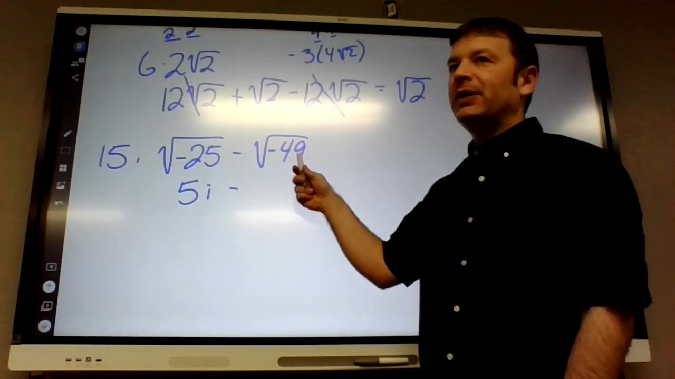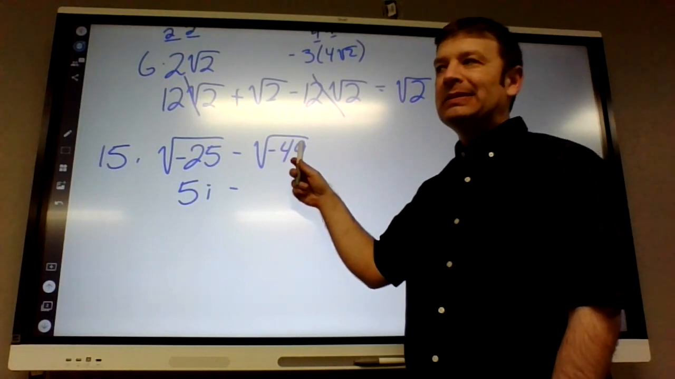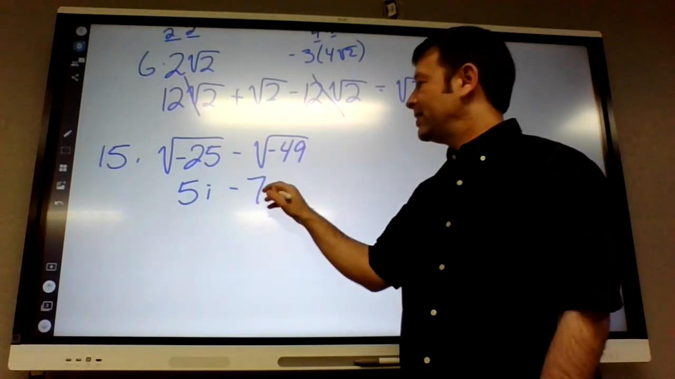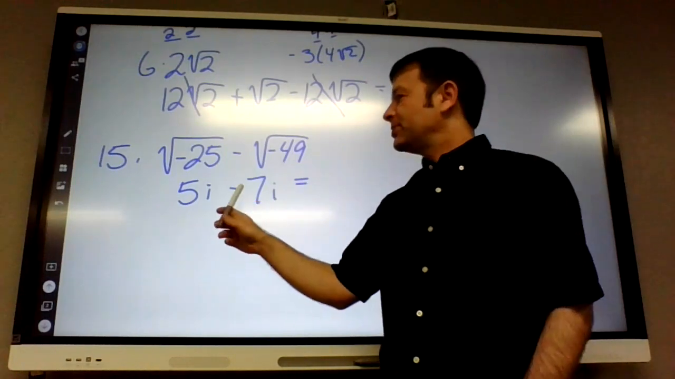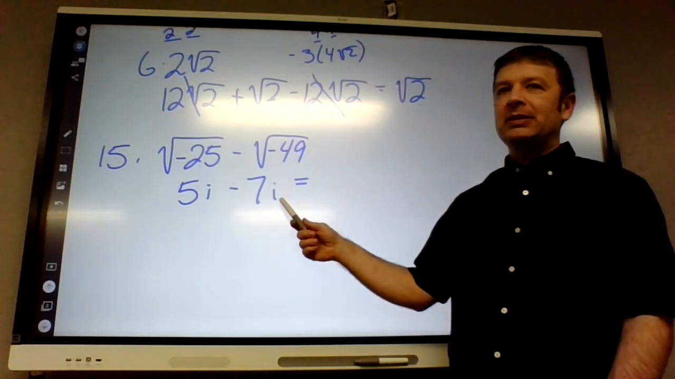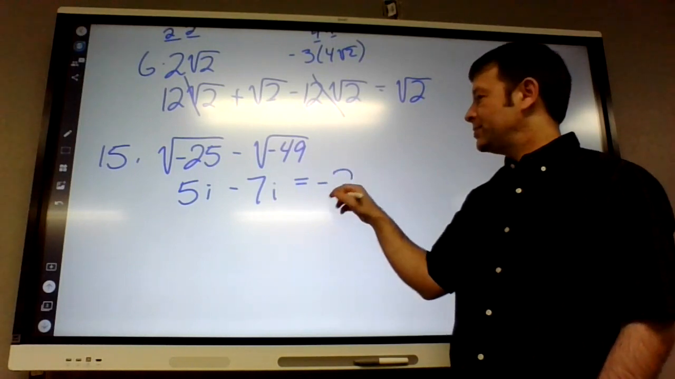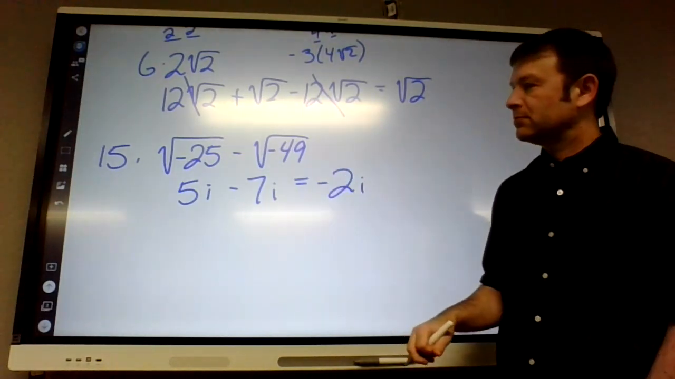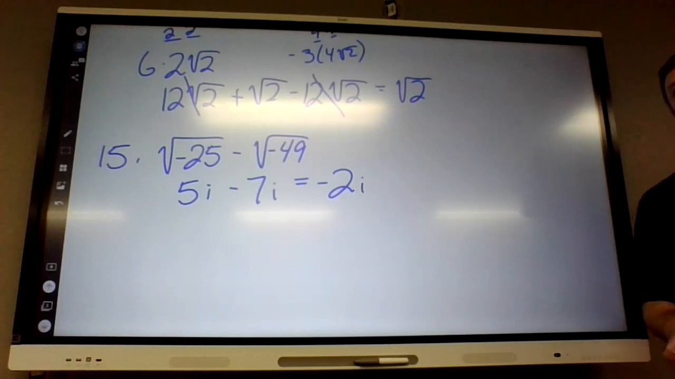What's the square root of negative 49? 7i. Okay, so what is 5i minus 7i? Negative 2i.